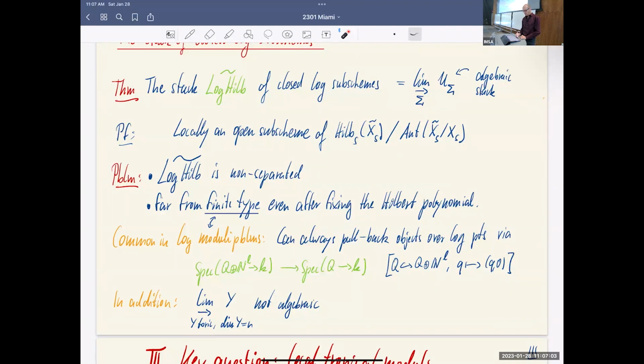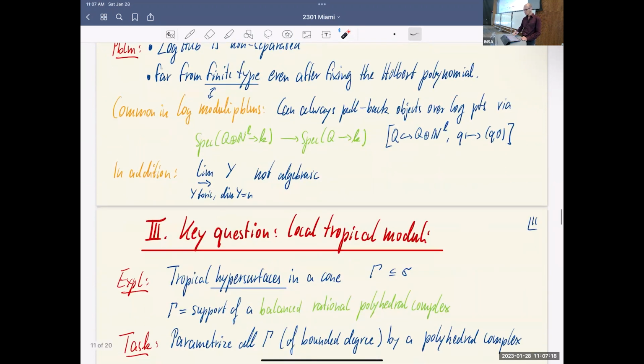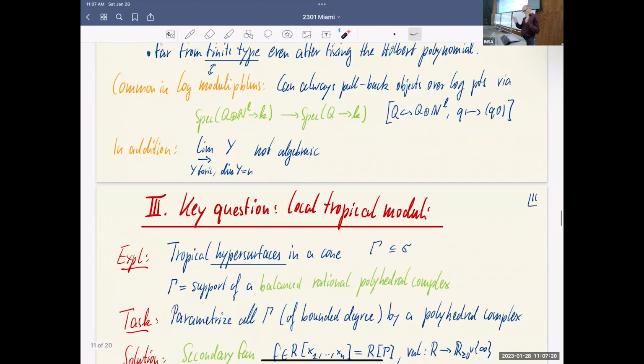In addition, these kinds of things are not algebraic, right? This is what I was saying about this. Another reason why this thing is not only not of finite type, but not even algebraic, is that you have these kinds of crazy colimits in here. So now I come to the main point of the lecture. I will not talk about the many things that you have to check in proving that this is a good theory.